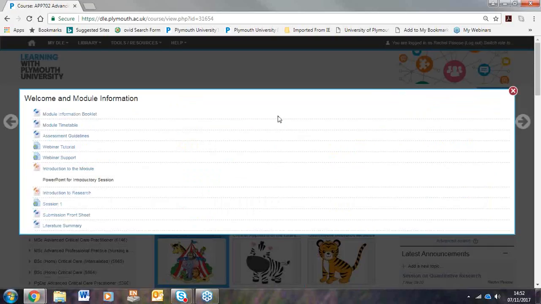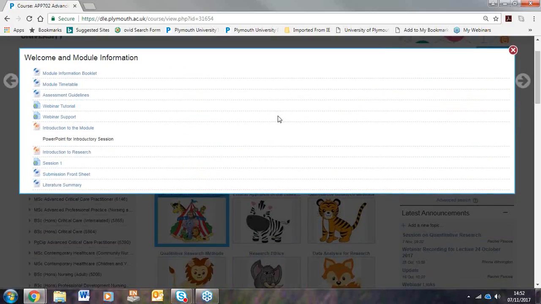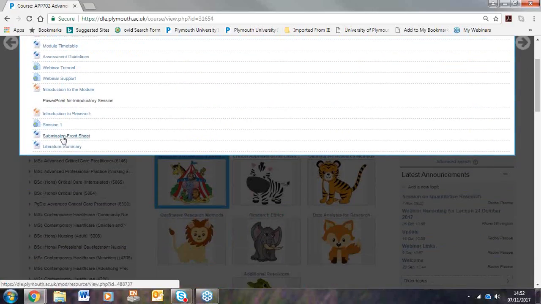And as I stated last time, I've put an example of a submission front sheet there underneath the tent, and there's the literature summary form, which can be useful for your appendices, but you don't have to do it, but it is useful.